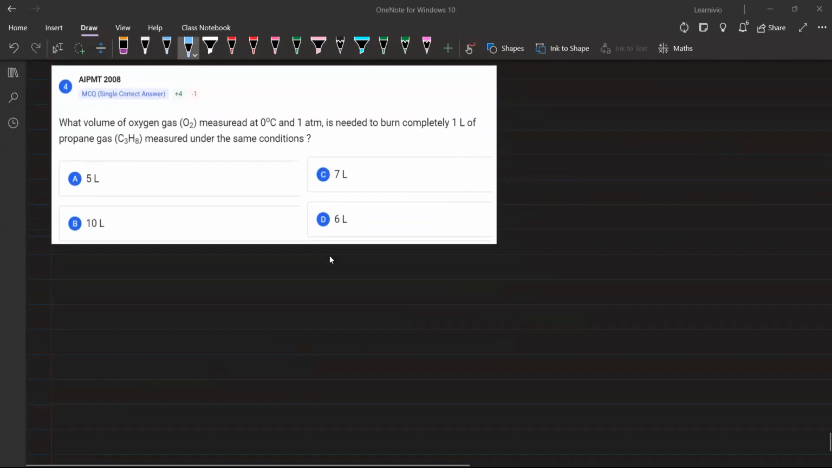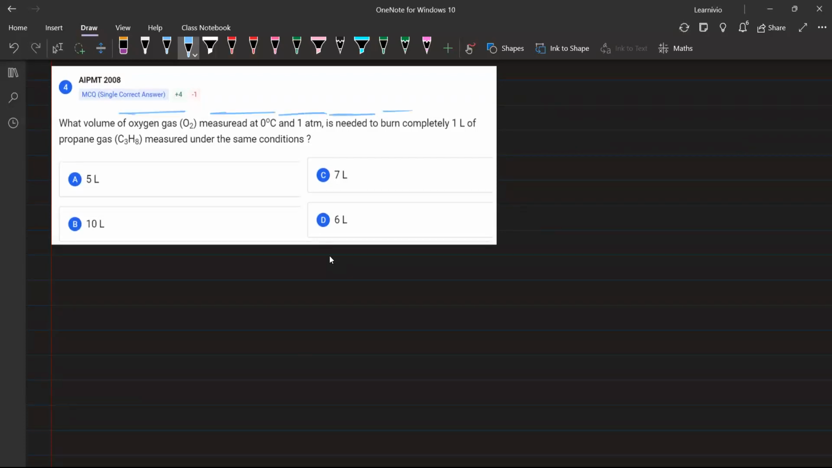Moving on, try this. What volume of oxygen gas measured at 0 degrees Celsius and 1 atm is needed to burn completely 1 liter of propane gas measured under the same conditions? So this is nothing, you are only dealing with the reactants. So you will do MCR of one reactant equal to MCR of the other reactant. So MCR of O2 should be equal to MCR of C3H8. By the way, what will be the reaction?